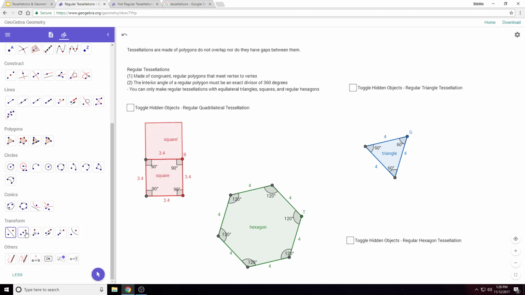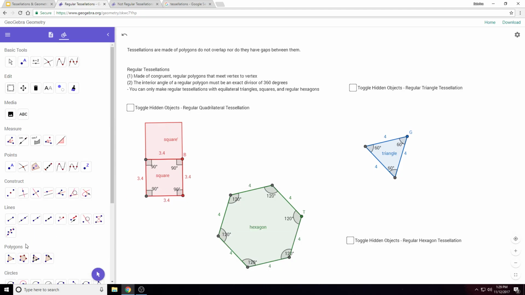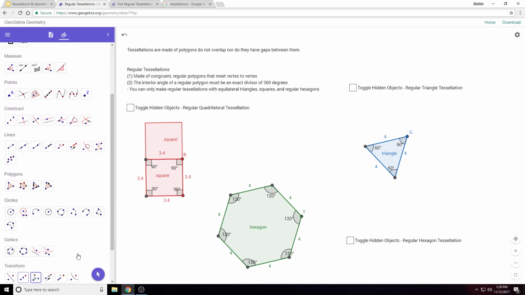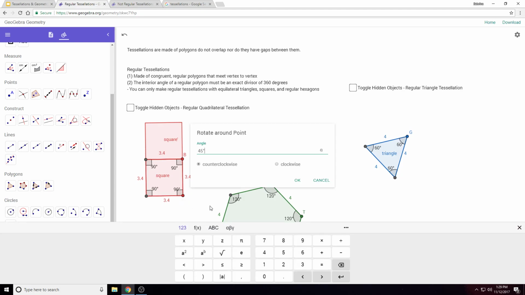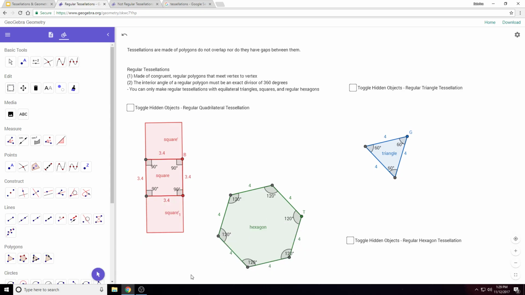I can also rotate around a point to create a tessellating pattern. So I'm going to select our original square, and I'm going to select one of its points, and I'm going to rotate around the point by 90 degrees. And I'll add another square at this area.